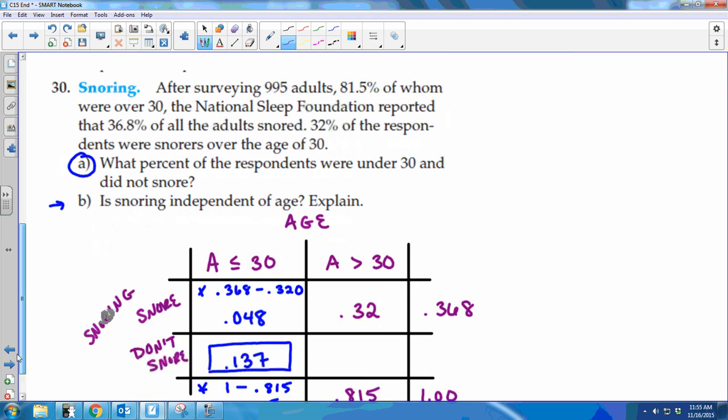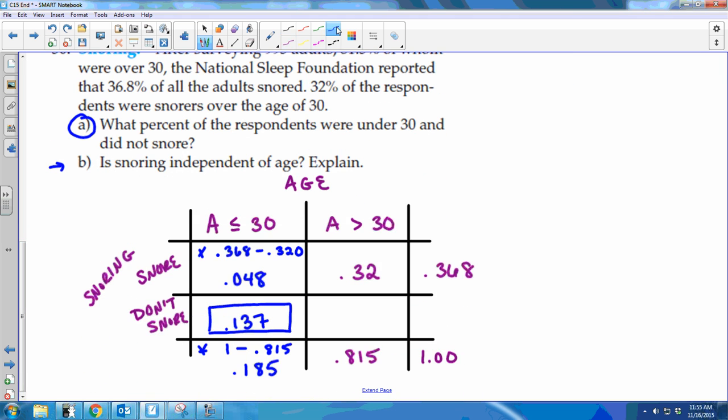Let's go back to this snoring question then. It says, is snoring independent of age? So I did the probability of snoring given they're over 30. If that's B given A, I need to make sure it's equal to the probability of just snoring. So what's the probability just of snoring, just in general? Right. This is the probability of just snoring.